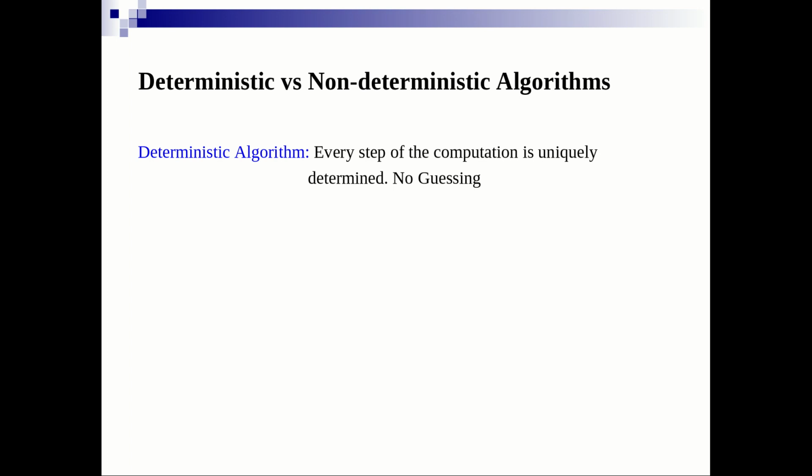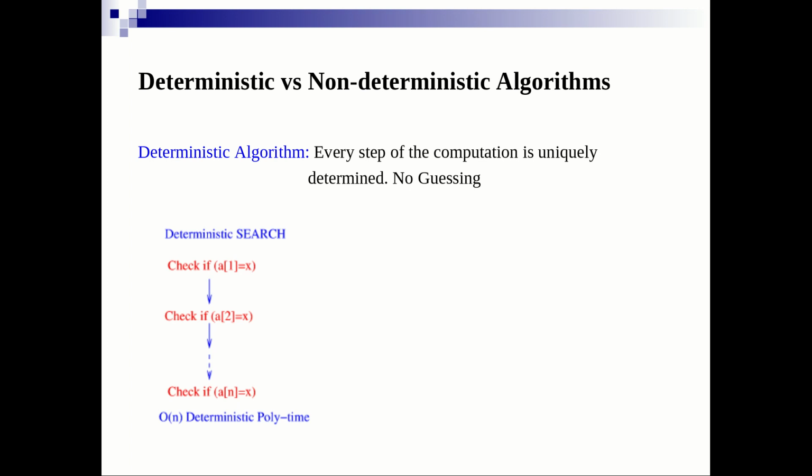So here there is no guessing at all. For example, the typical searching procedure that you are familiar with so far is deterministic in nature. Your linear search, and binary search also, is the type of algorithm which you know is deterministic, because every step is very clear, straightforward, and without any guessing. So if it is a linear search procedure, how will it proceed? First it will check whether the element to be searched, say x, is matching with the first element of the array. Check if A[1] equals x.